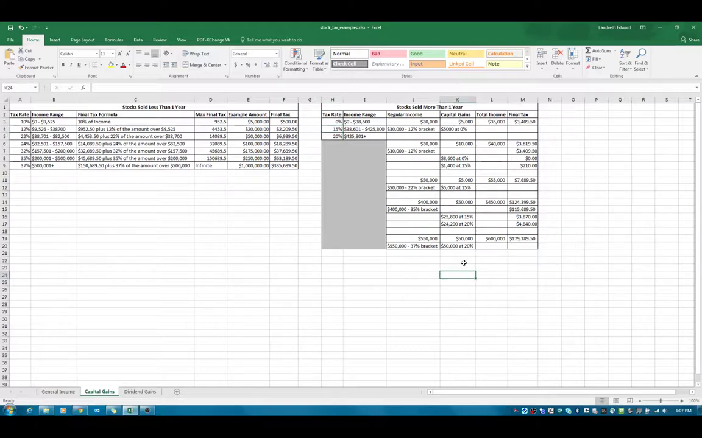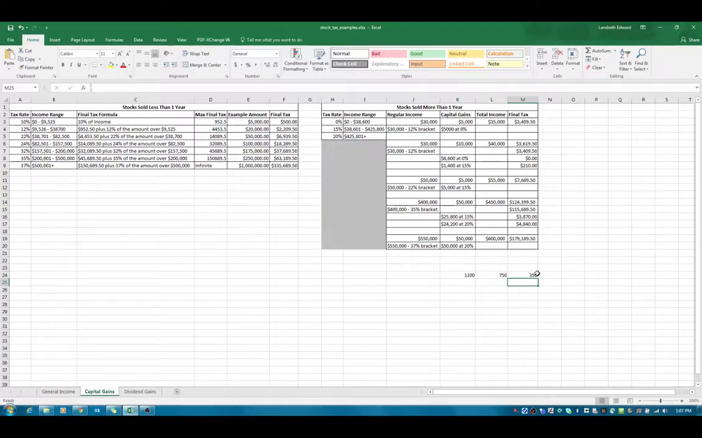So in reality, we can compare how much it really saves you to hold on to a stock longer if you can. We could compare 22% of $5,000, which would be 1,100, versus 15% of $5,000, and that's 750. So how much are we actually saving between those two? Holding it for a year saved you $350 in taxes.